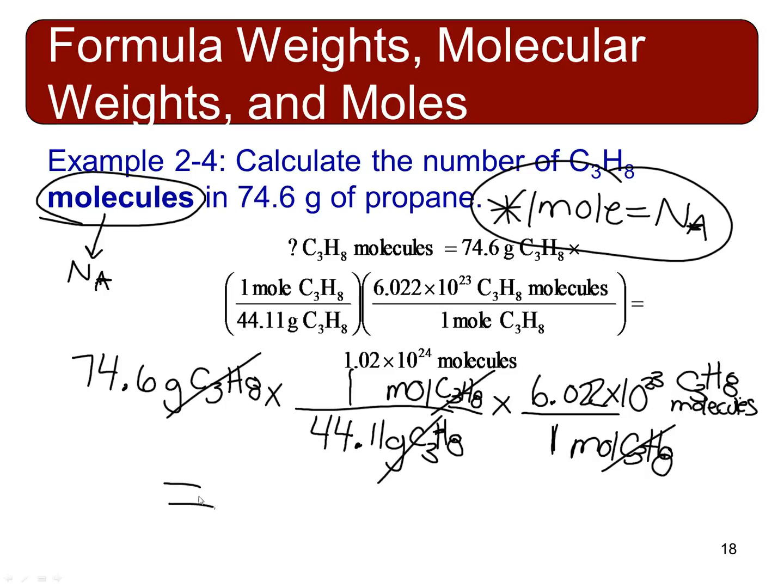We're asked to find molecules of propane, so our units should match what we're trying to find. So we have found propane molecules. Once again, you want to be sure you know how to use your calculators here. You multiply everything on the top, multiply everything on the bottom, and then divide the denominator into the numerator, just like you did for dimensional analysis. I'm going to check this real quick. It should be 1.02 times 10 to the 24th, but make sure.